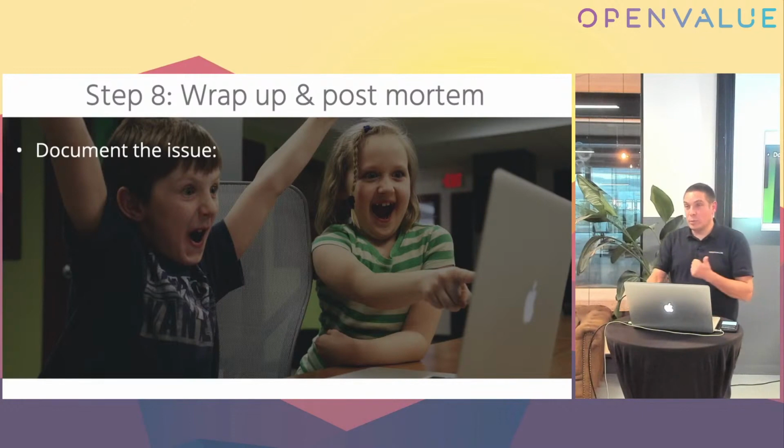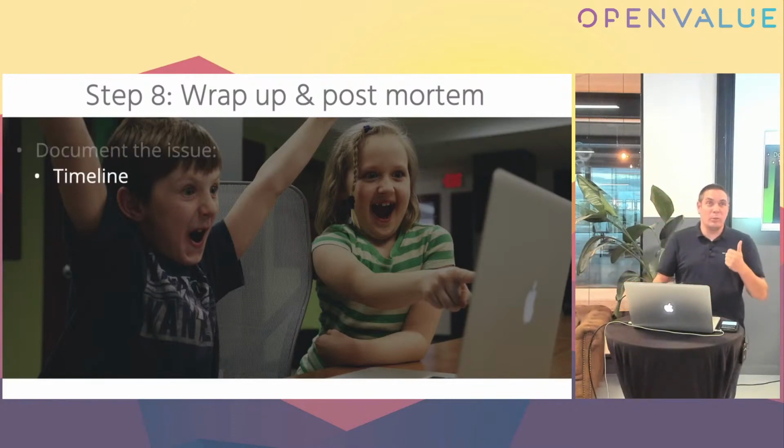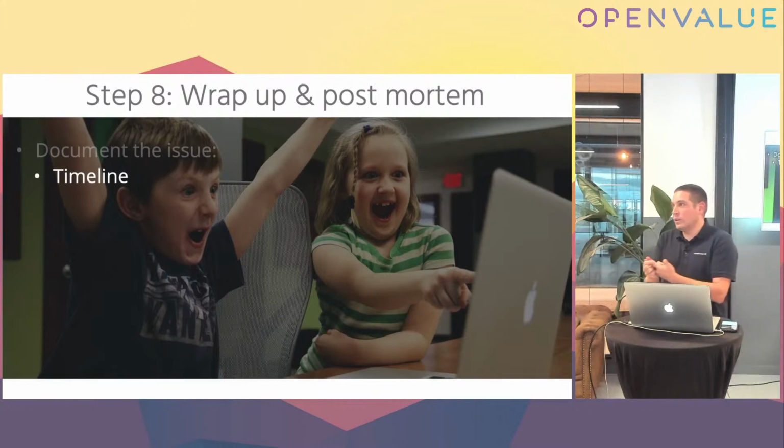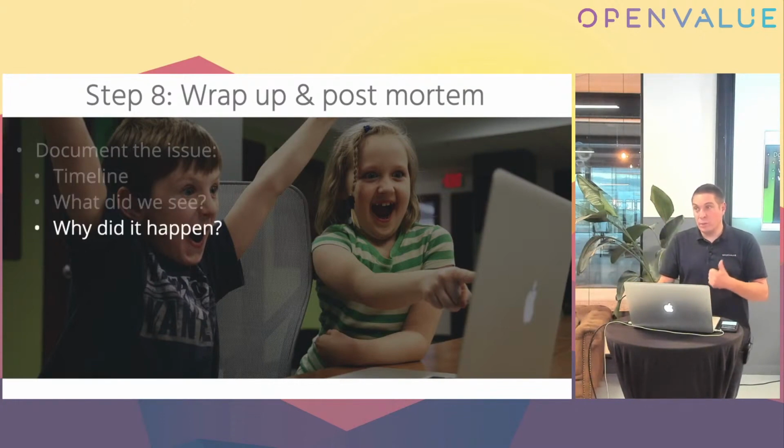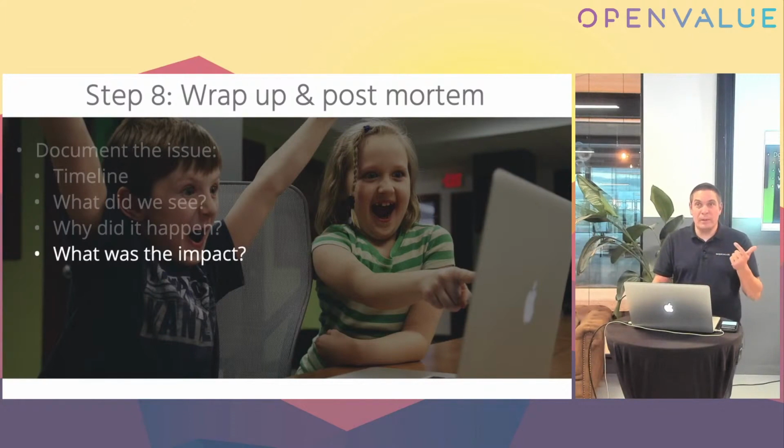So then if you found the problem, it's time to document the issue for future reference. So document the timeline. When did we first find out? How long did it take for us to find out the problem? How long did it take for us to restore service? What did we see? Why did it happen? What's the reason? What was the impact? Did it impact users? How much? Did it impact 3.5 billion users for 7 hours or not?